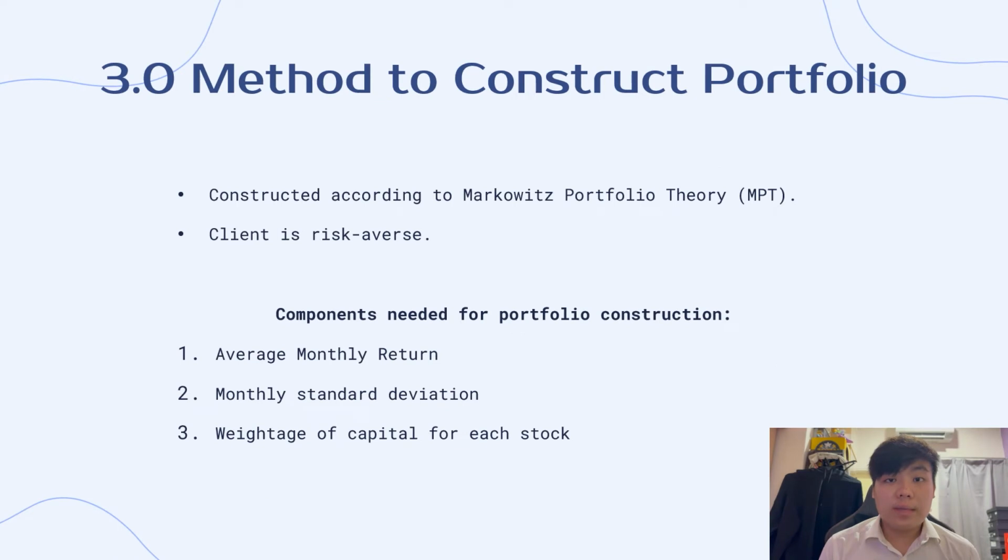And so for the method to construct the portfolio, our portfolio is constructed according to the Markowitz portfolio theory. Because our client is risk averse, by utilizing this theory, it can allow us to maximize our client's return despite setting a very minimal level of risk. We are required to have the average monthly return for each stock to calculate the expected return, the monthly standard deviation to calculate risk, as well as the weightage of capital for each stock.